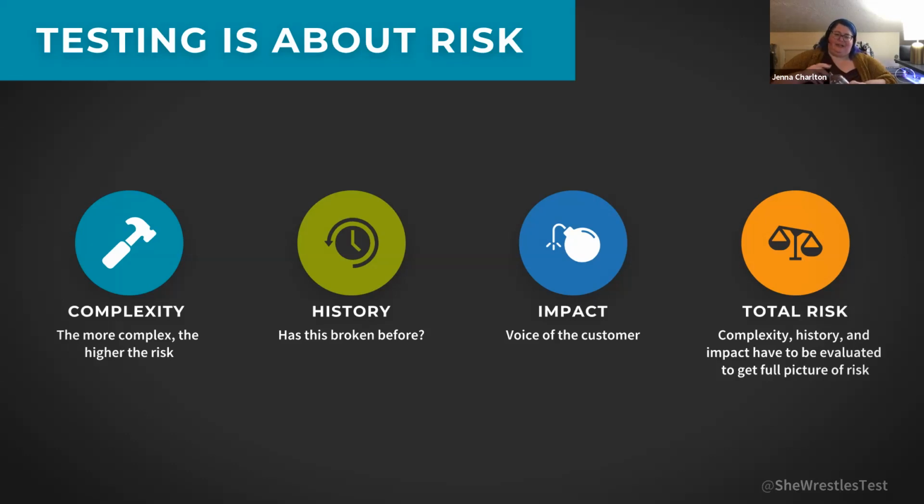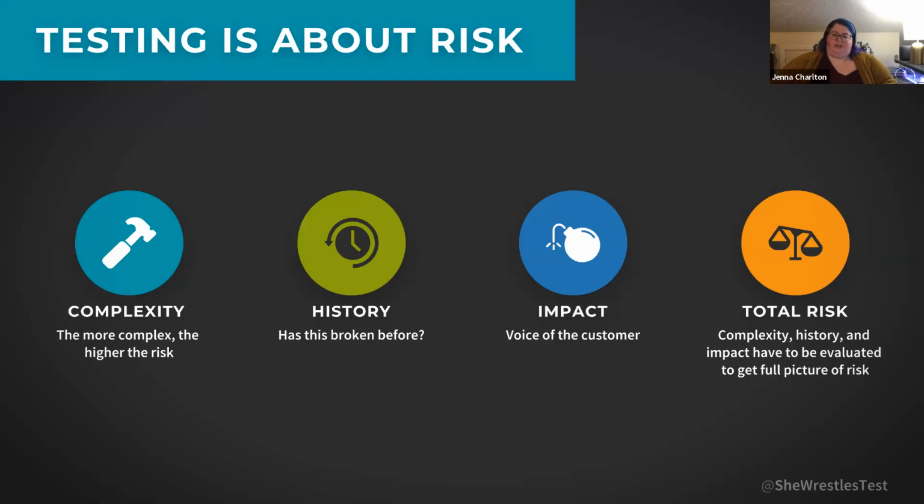So testing is about risk. And it's not just testing that's about risk. Agile is about risk. And I think that's an important distinction. Everything we do in Agile development is about risk and about determining what risk looks like. There's a couple of different ways to determine what risk is. I happen to like this one.